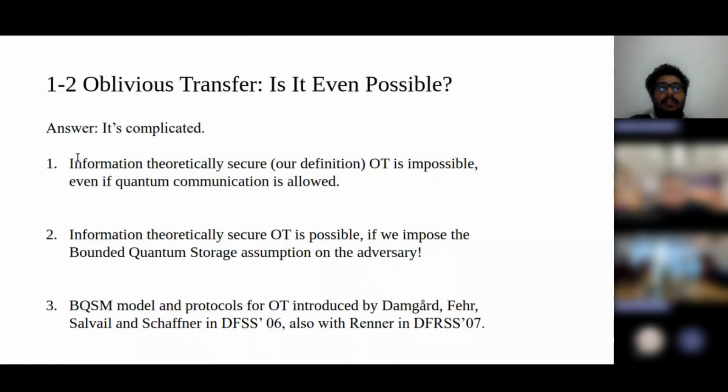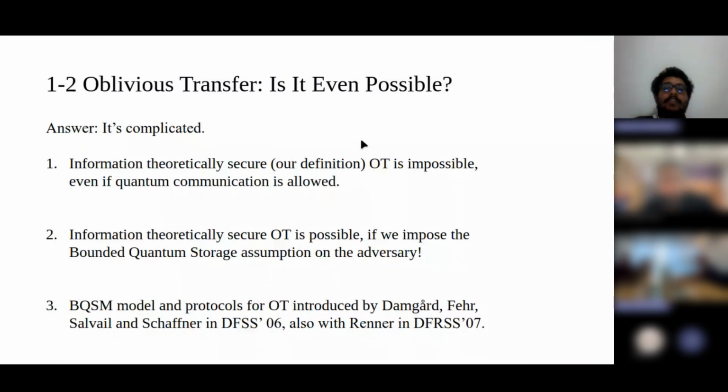It's quite well known that information theoretically secure OT is not possible. Even if you have quantum resources, even if you're allowed quantum communication, information theoretically secure OT is impossible. And the proof is actually quite easy. It's just a very simple application of Uhlmann's theorem.